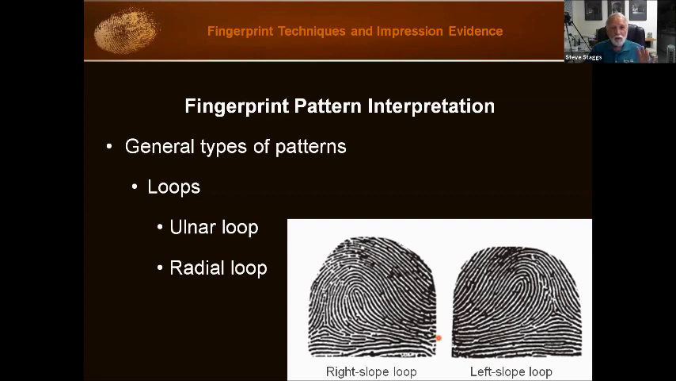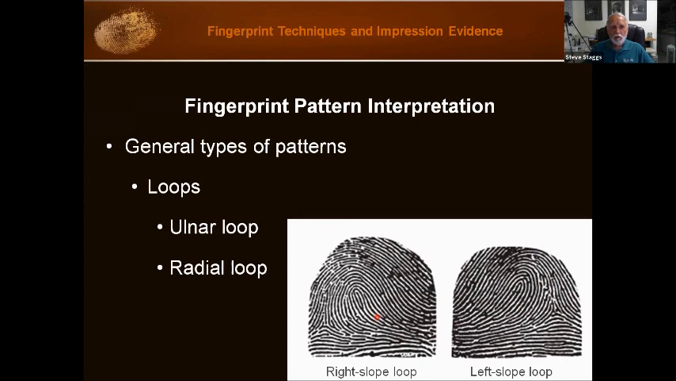Now, a good way to remember, imagine if you filled the ridges with water, which direction would the water flow out? It would flow out to our right. So this is a right slope loop. This one, obviously, is a left slope loop. All of the ridges are flowing, they come in from the left side, they recurve and come back. If you poured water into those ridges, they would all flow out to the left. This is a left slope loop.